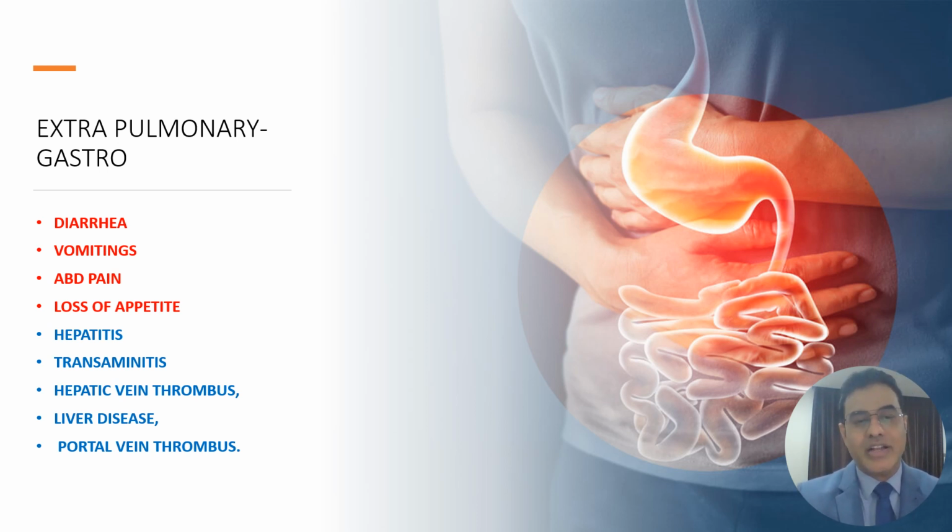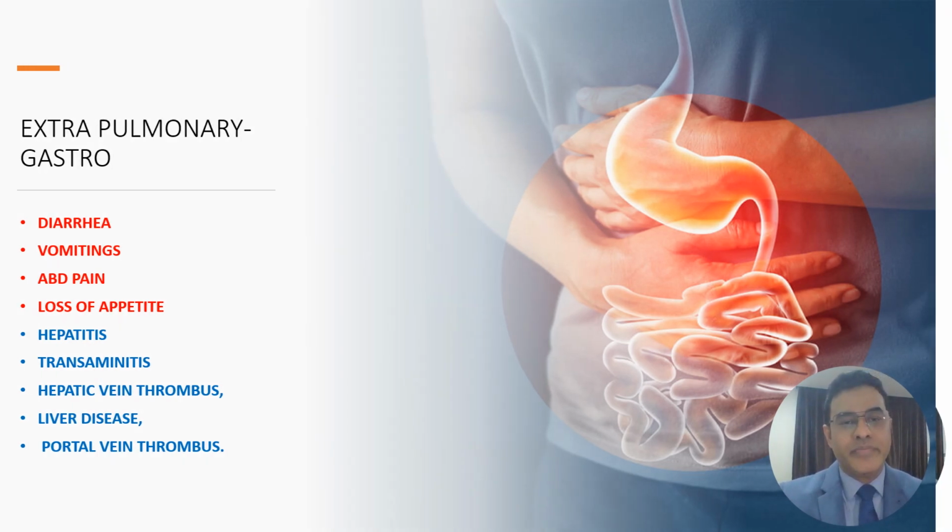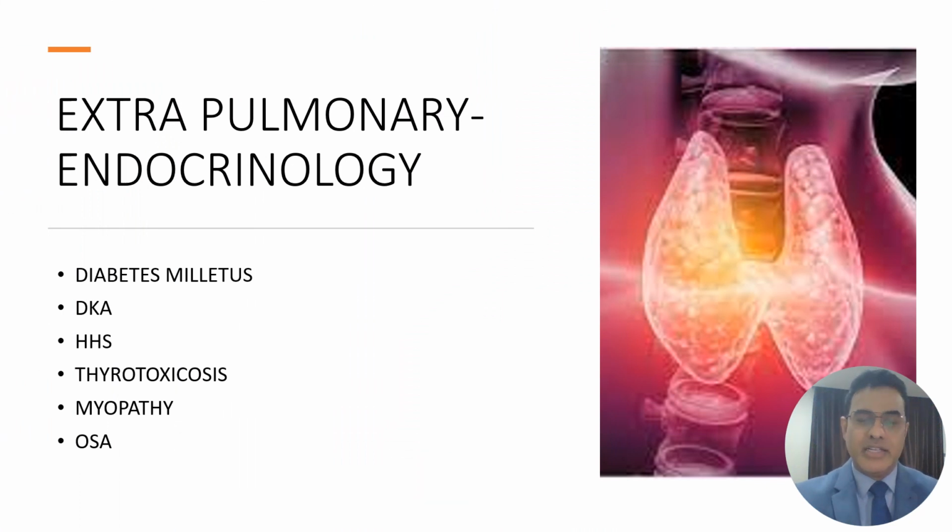Like other organs, we have seen influenza worsen underlying baseline liver diseases and cause common transaminitis like other viral infections. Diabetes mellitus can be new onset, and there is also worsening of diabetic control, leading to DKA and HHS. Some people come with post-viral thyrotoxicosis, commonly de Quervain's thyroiditis, and myopathies and other symptoms are very common. Especially in obese people, we have seen worsening of sleep apnea in a lot of patients.